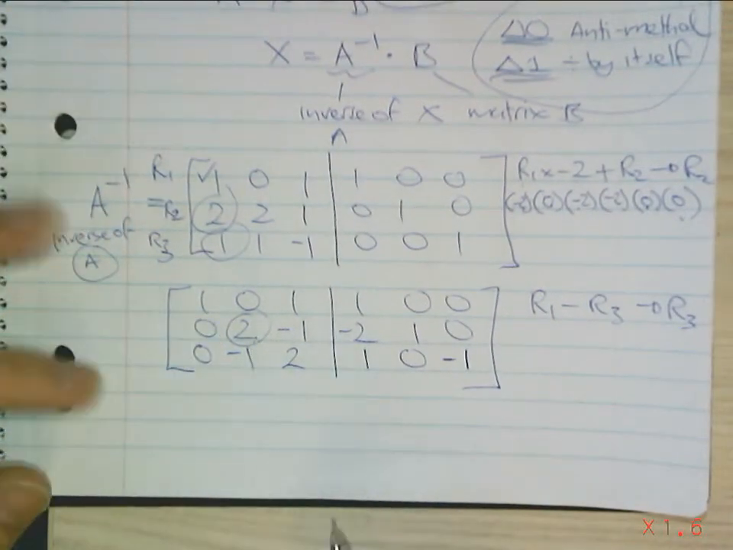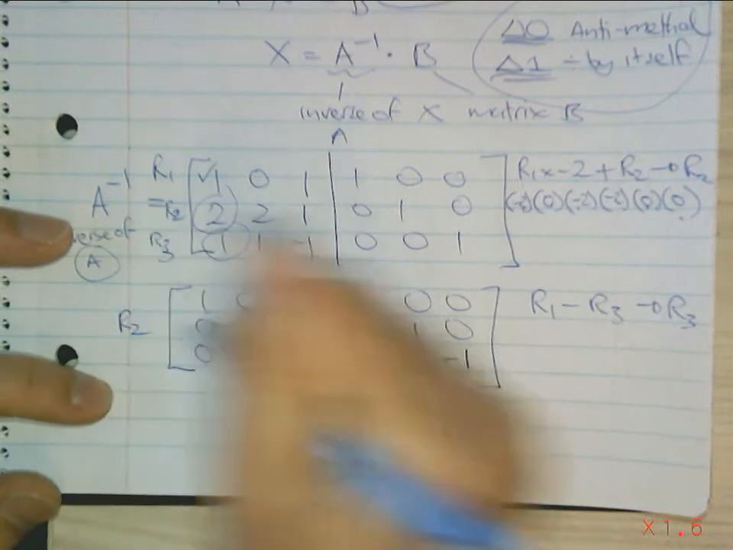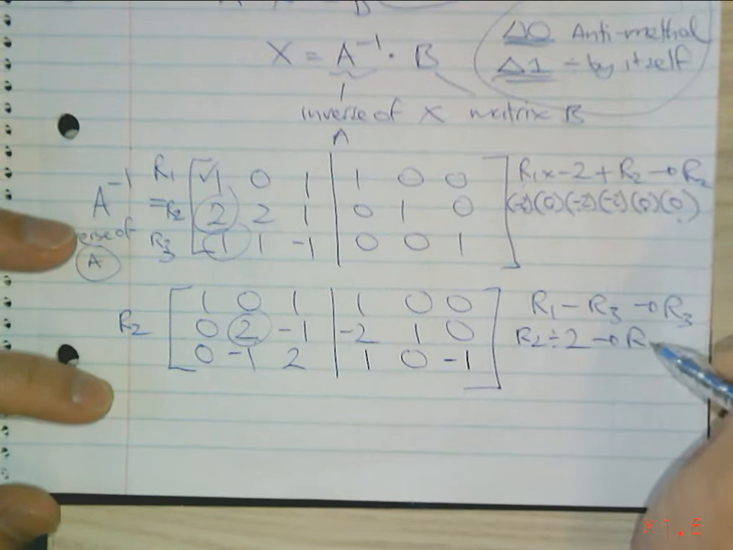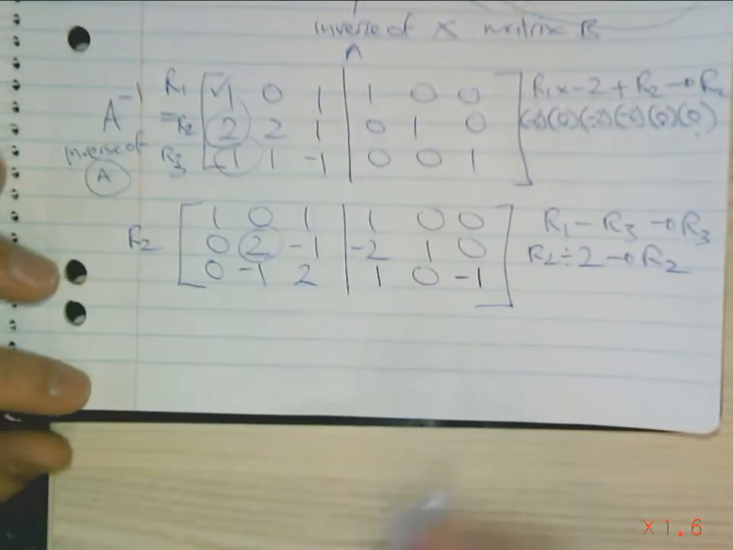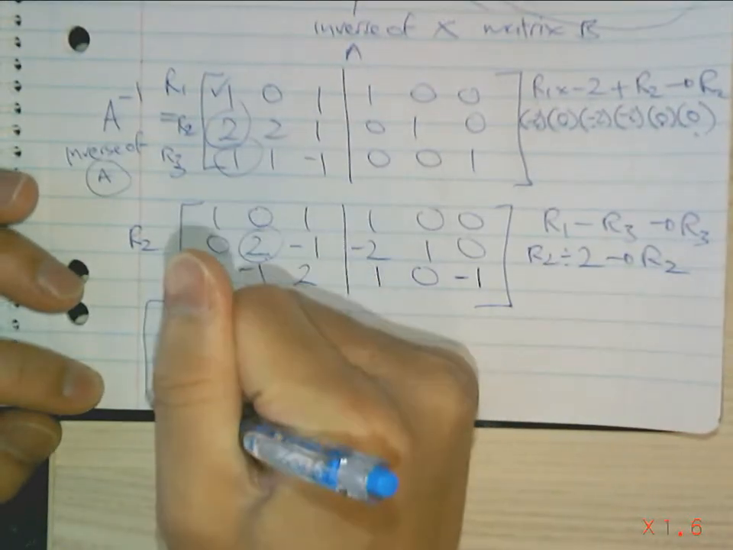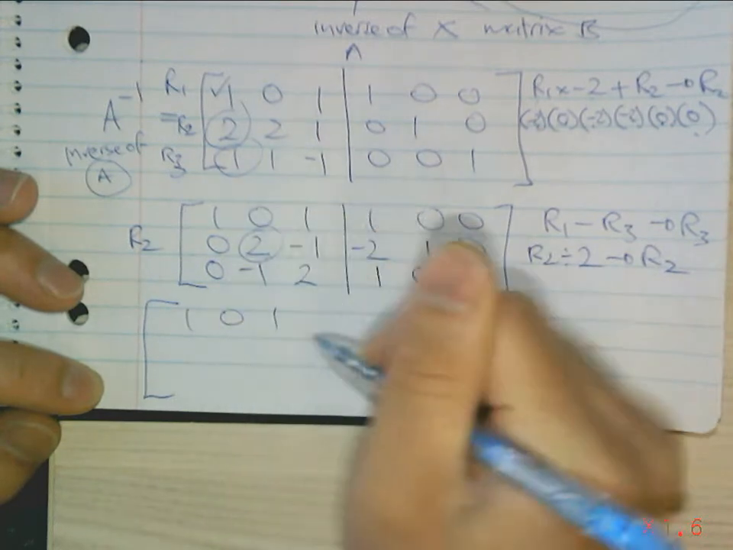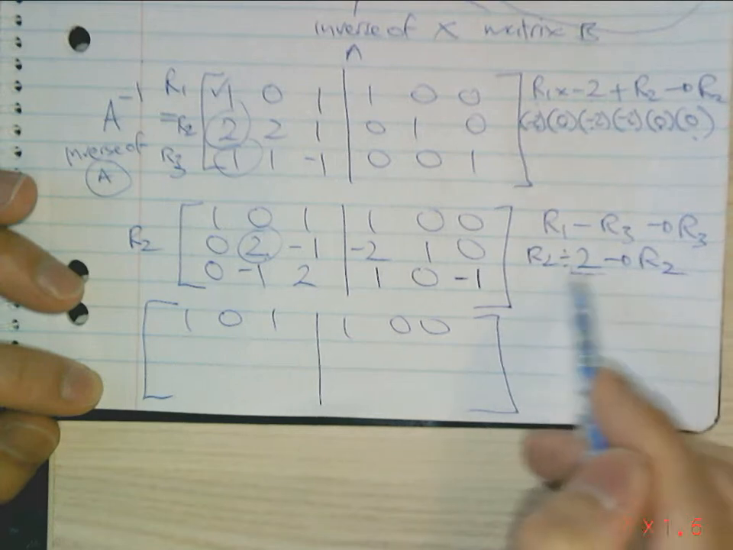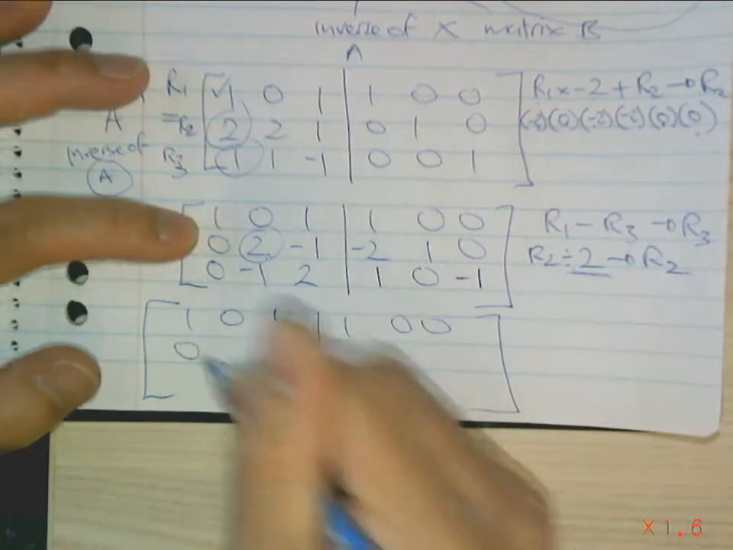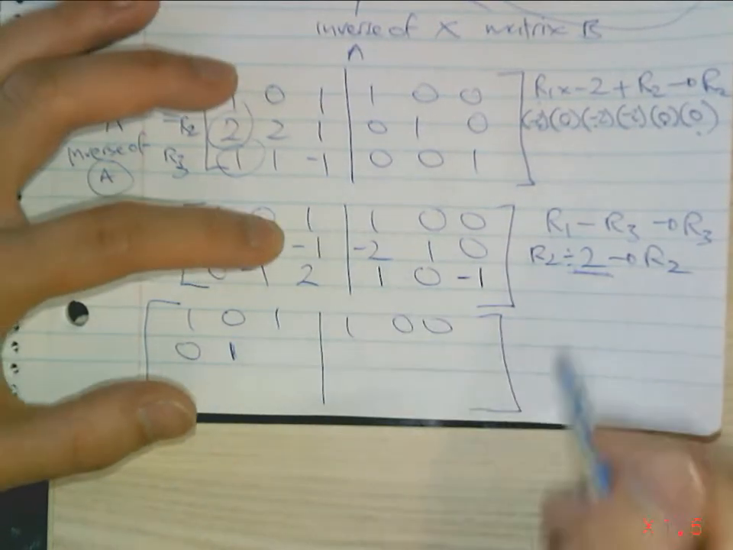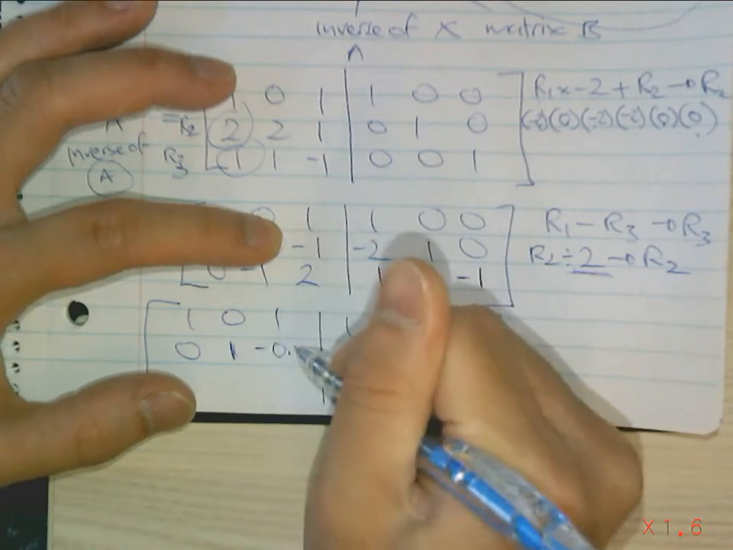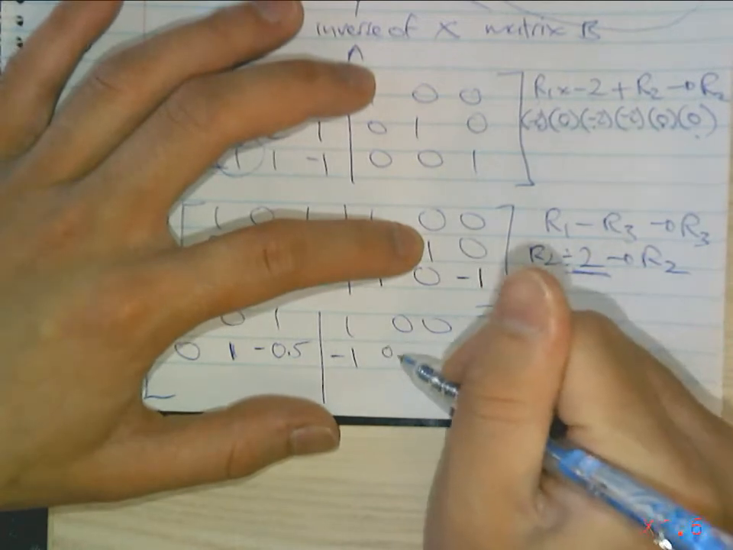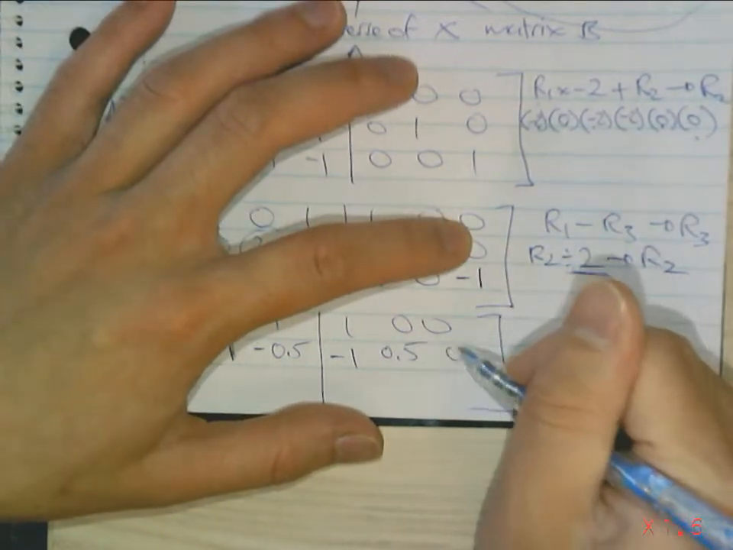1. How do we write that in words? This 2 is in row 2. So I'm going to go row 2 divided by 2 is the new row 2. Okay, so let's do this. Row 1 doesn't change, so I'm just going to replicate it. Row 2, everything divided by 2. So here we go. 0 divided by 2 is 0. 2 divided by 2 is 1. Negative 1 divided by 2 is negative 0.5. Negative 2 divided by 2 is negative 1. 1 divided by 2 is 0.5. And 0 divided by 2 is 0.